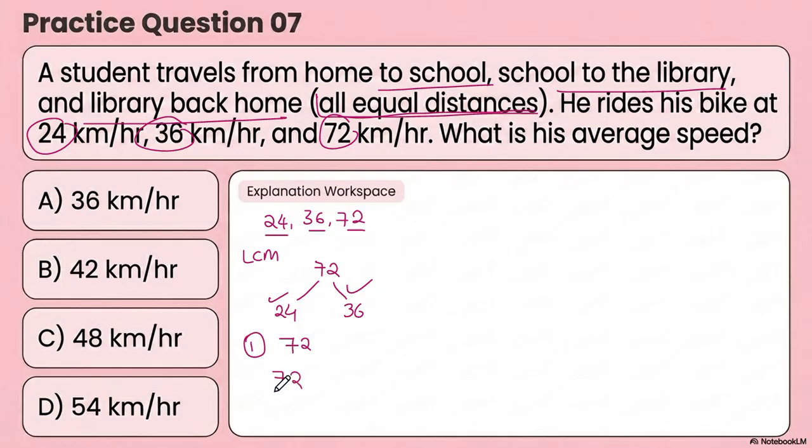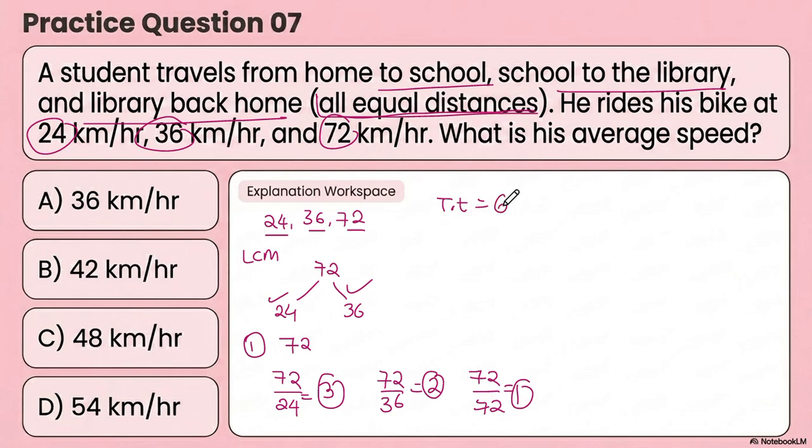So 72 upon 24, which is nothing but 3. Then 72 upon 36, which is 2. And 72 upon 72, that is 1. So if we add up the times, 3 plus 2 plus 1, so total time we will get 3 plus 2, 5, 5 plus 1, 6.